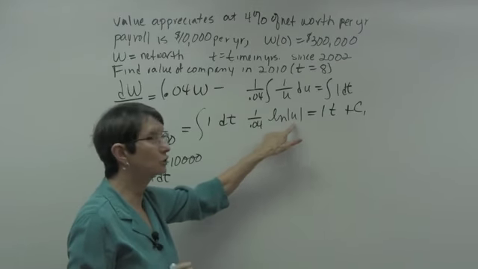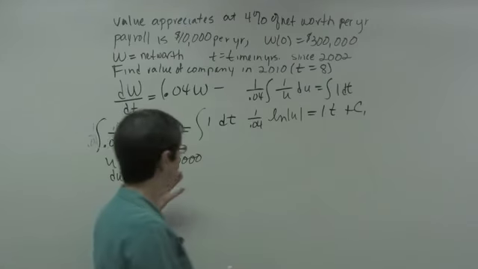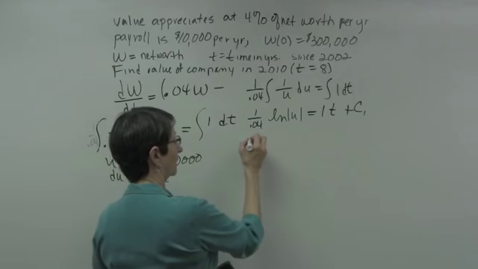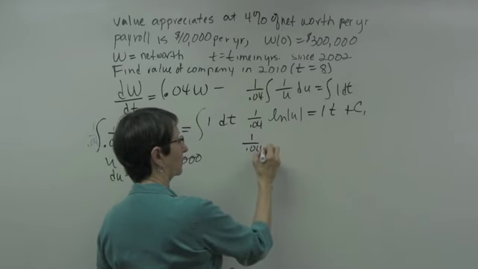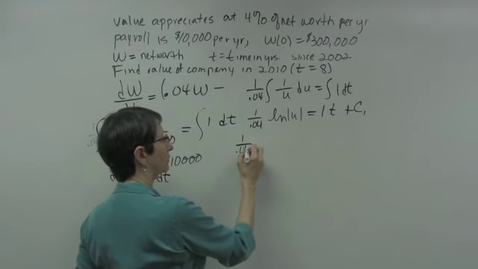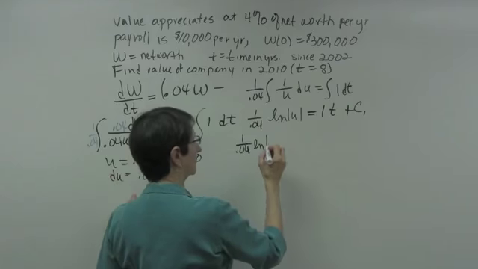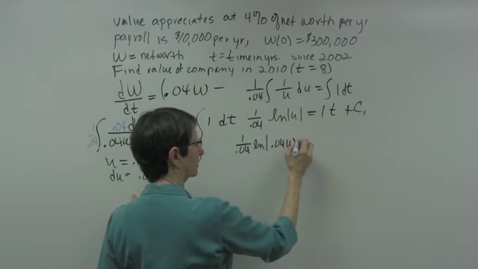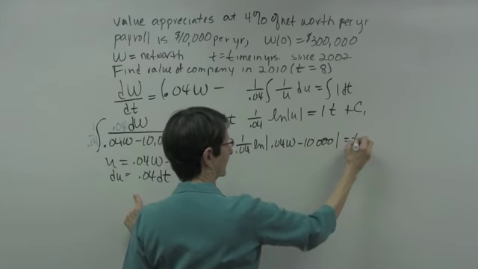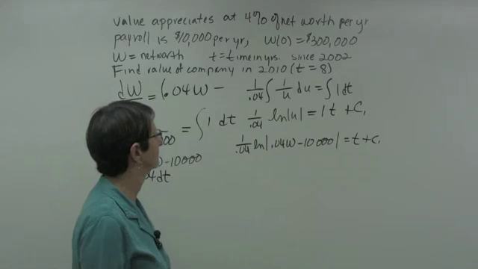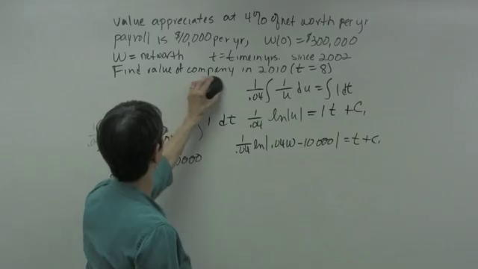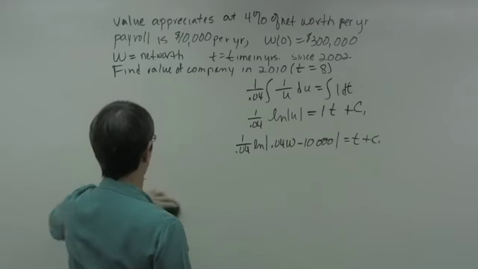And now I have to put the u back to be what u was, this piece down here. Okay. 1 over 0.04 natural log of 0.04 W minus 10,000 equals T plus C1. Not too easy for this one. I'm going to need more space here. Okay, here we go.